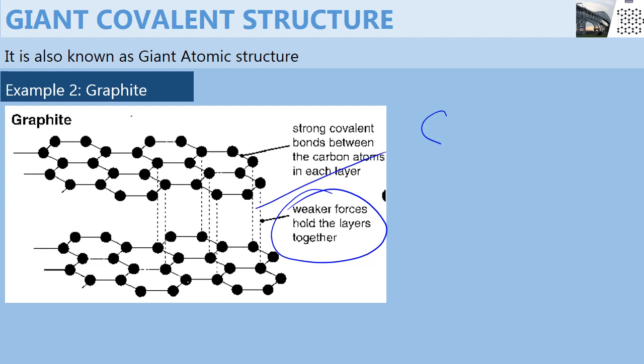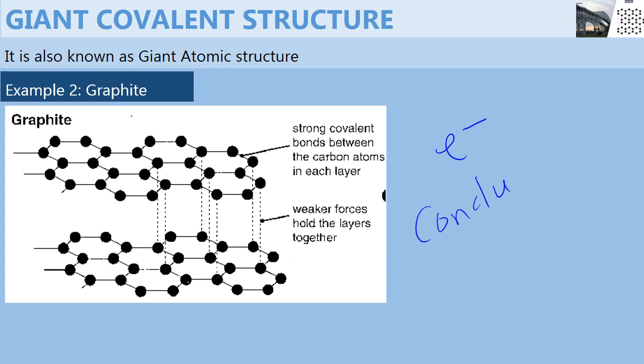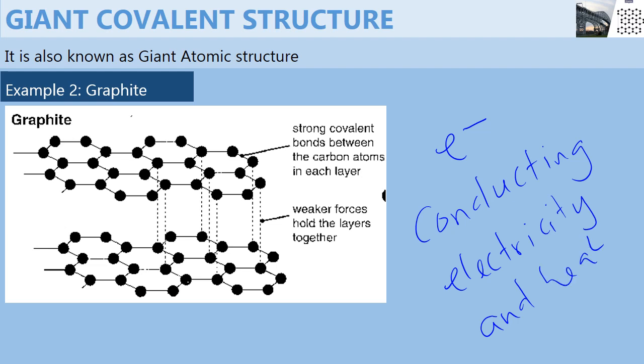This makes graphite soft, unlike diamond, which is hard because of the uniformity of the arrangement of atoms. Also, the extra electron that is left is responsible for conducting electricity and heat. And therefore, unlike diamond, graphite is a good conductor of electricity.